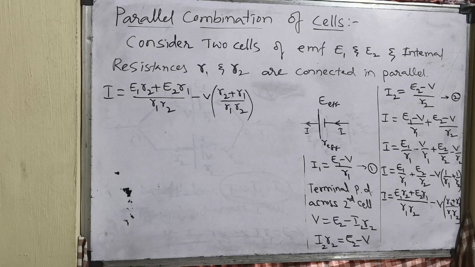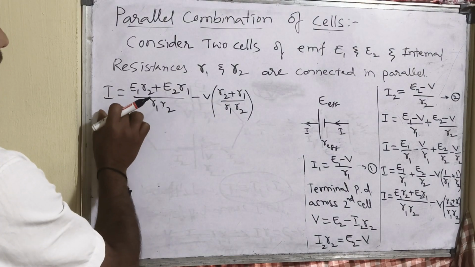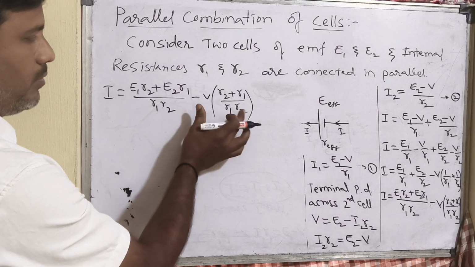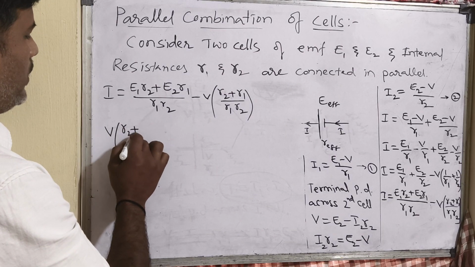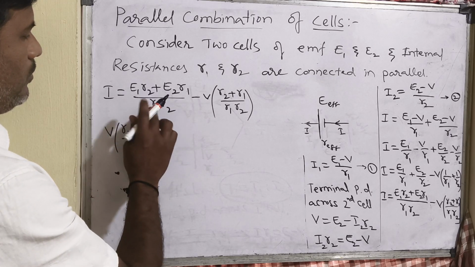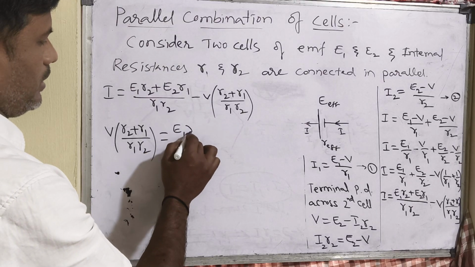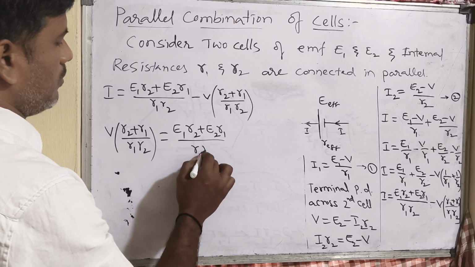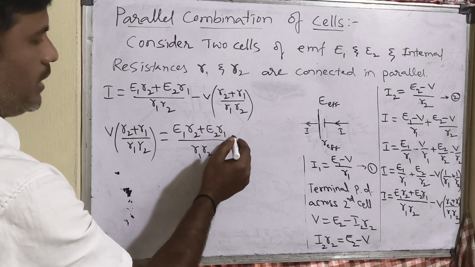Right, now observe here. Now what do we want? This function, I, move this side. Here clearly observe: the minus term moves this side. V into R2 plus R1 divided by R1 R2 is equal to, it is already there. So as it is you should write E1 R2 plus E2 R1 divided by R1 R2. So I is there on this side, the left side. This one moves this side, what happens?